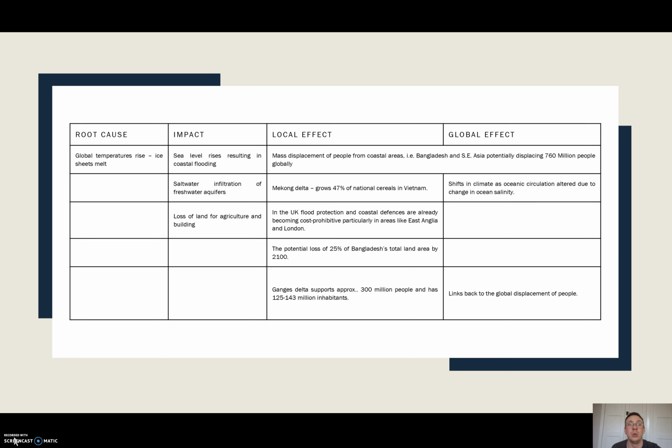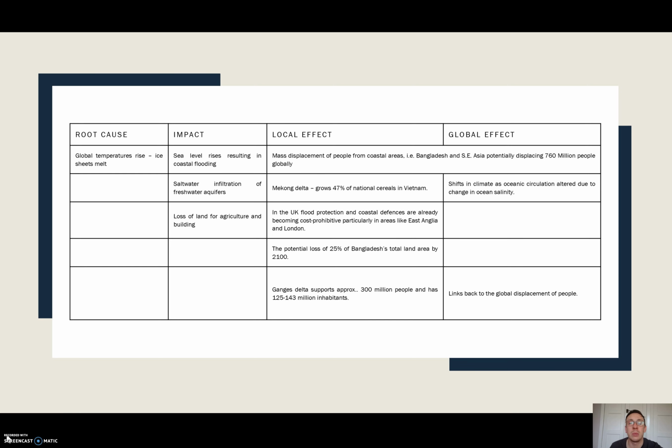So if we look at the first one, global temperature rises in general, which will then result in the melting of ice sheets. Now, that's going to cause coastal flooding, saltwater infiltration of different aquifers, and the loss of land that is used for agriculture and for building. There's some impacts. What types of effects are those going to have?